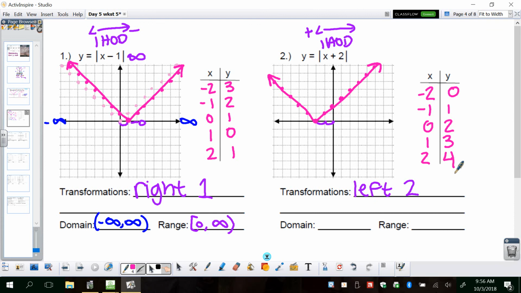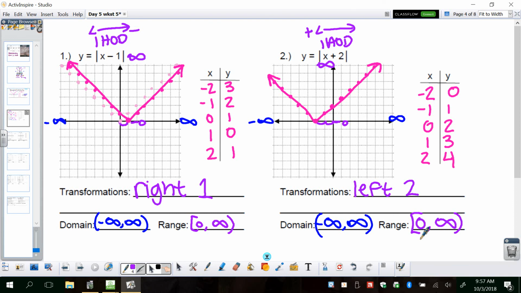So what's my domain? Did it change? No. Still goes from negative infinity to positive infinity. Do you think any of their domains are going to be different today? No, because all of them are always going to keep getting wider. The only time it won't be all real numbers is if I have like a story in there with it. But these are all just functions today, so all of their domains are going to be all real numbers. Now the range might change. Not often, but it might. It actually is going to be mainly the only thing that changes today. So the range here today is still from 0 to infinity on this problem.